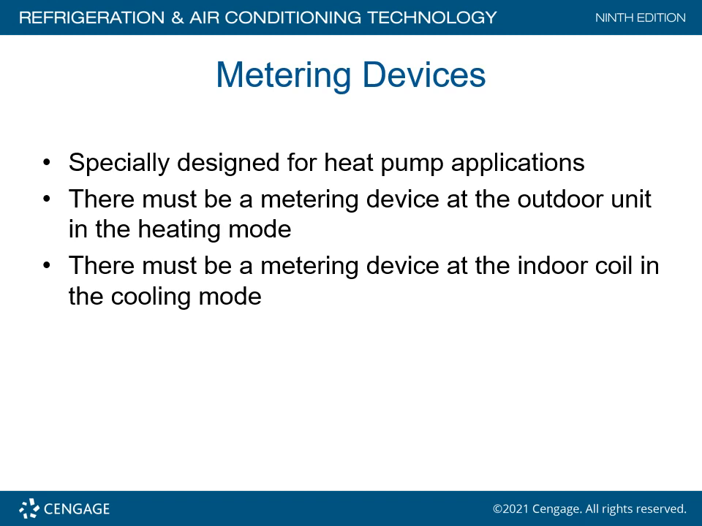Metering devices are specially designed for heat pump applications. There must be a metering device at the outdoor unit in the heating mode. Then there must be a metering device in the indoor unit in the cooling mode. We have to have a minimum of 2 metering devices because we're reversing the flow. Now, typically, depending on the manufacturer, check valves will be part of the equation as far as how the refrigerant is going to either be blocked or allowed to go through the metering device, depending on what it is calling for.